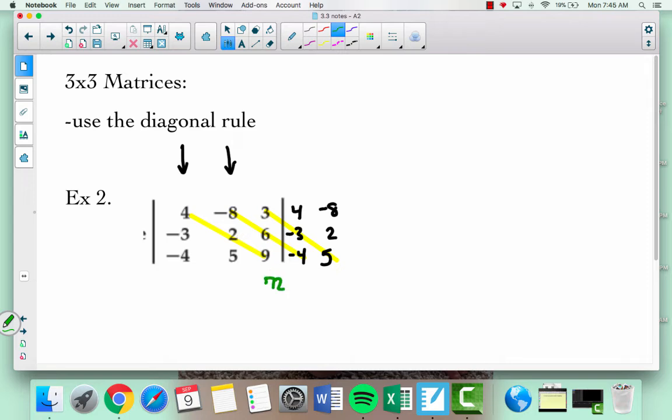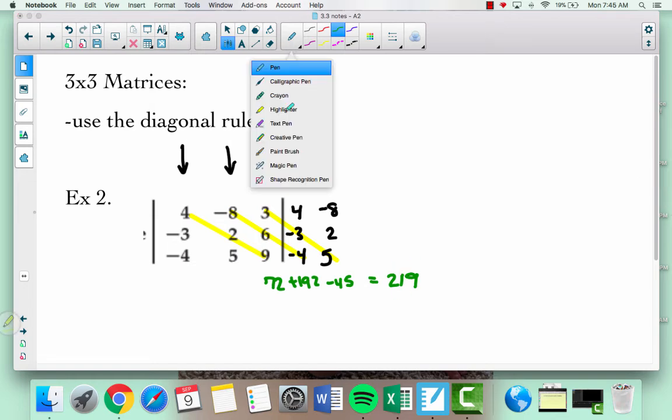Then we multiply negative 8 times 6 times negative 4, that gives us positive 192. And then 3 times negative 3 is negative 9. Negative 9 times 5 is negative 45. So we're multiplying the diagonals, just like we did before, and then adding these numbers together. So 72 plus 192 minus 45 gets us to 219. There's the number at the bottom that we're going to be working with at the end.